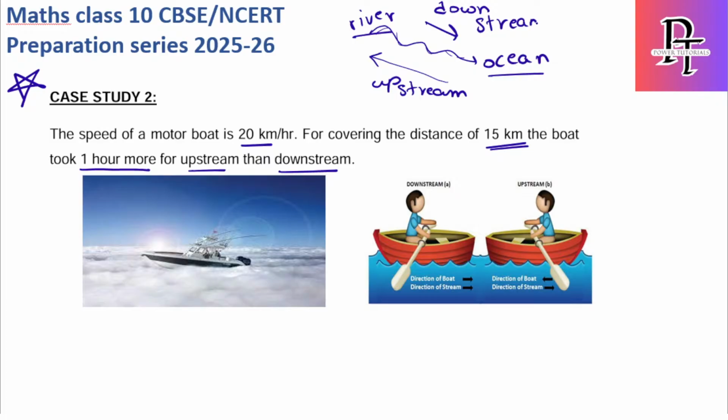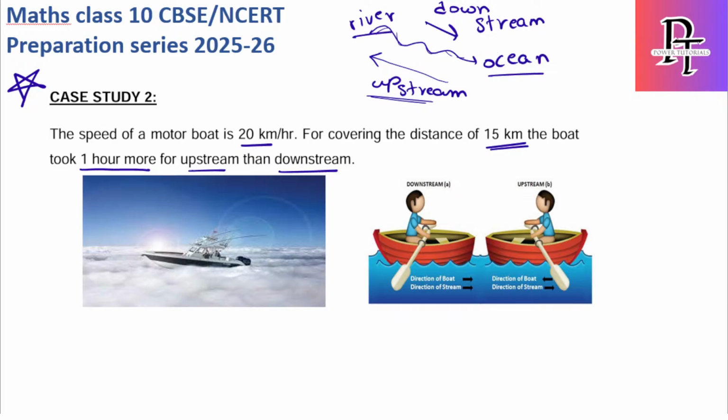So I'm repeating the concept. If you are traveling in the same direction as the river, then it is downstream. If you are traveling against the flow of water, then you call it upstream. Simply I can say upstream will have friction, I mean a force against you when traveling, whereas in downstream the same will push you to move faster.